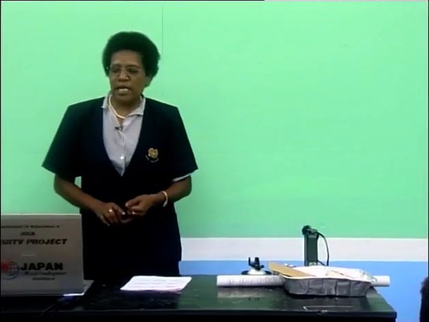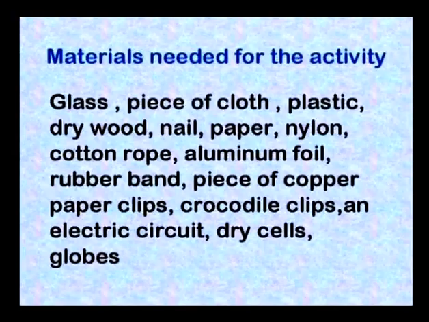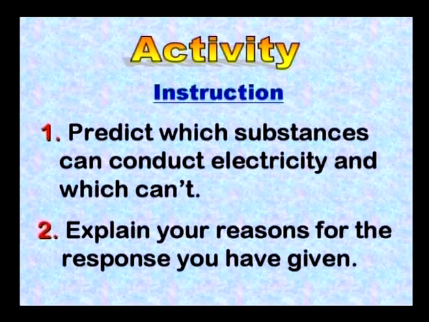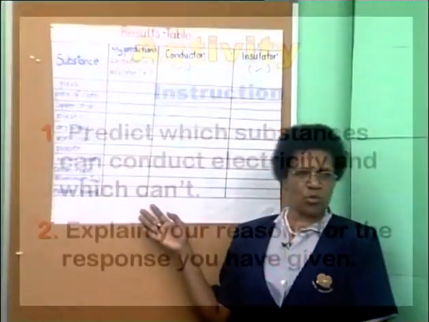So our lesson today is on electrical conductivity. I'd like us to have a look at the materials that we need for this lesson. Students in the receiving schools, I hope you have helped your teachers to collect some of those materials for your lesson today, and I hope the class has also done the same. Now, our first instruction is to predict which substances can conduct electricity and which can't. So let us go through quickly. We use a big chart to go through quickly.